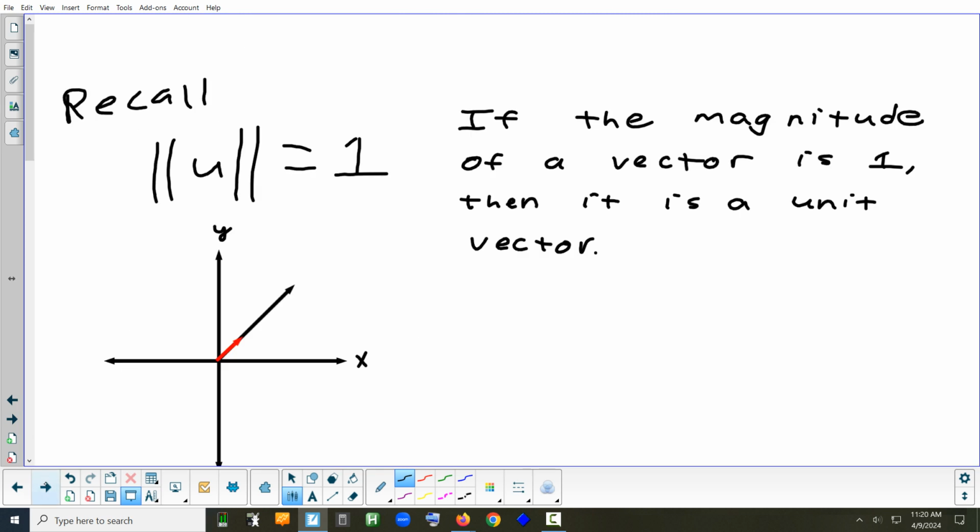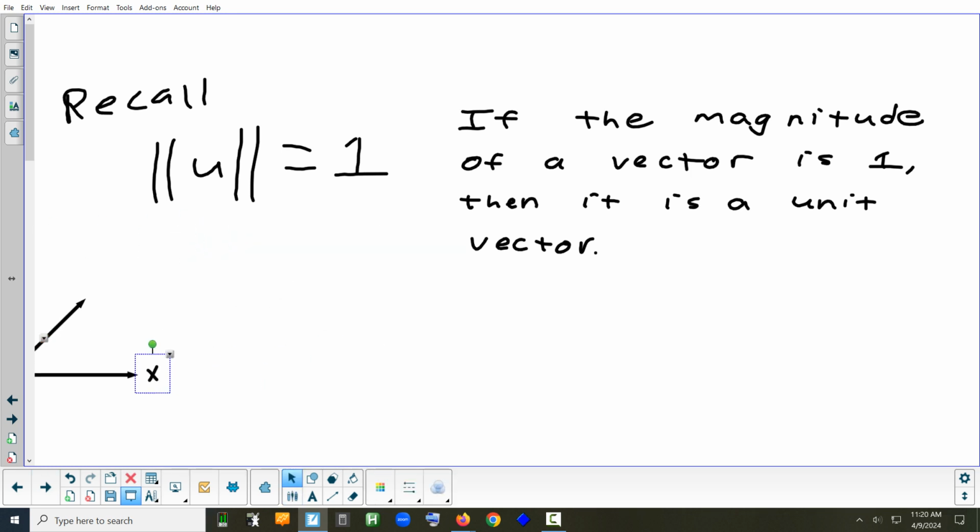Okay, so if the magnitude of a vector is 1, we talked about that yesterday. That's a unit vector. What I want to look at is what can we do to a vector to turn it into a unit vector if it's not? Well, if it's too long, we've got to make it shorter. If it's too short, we're going to make it longer. But I want to know exactly. I want like a formula. So let's look at some examples.